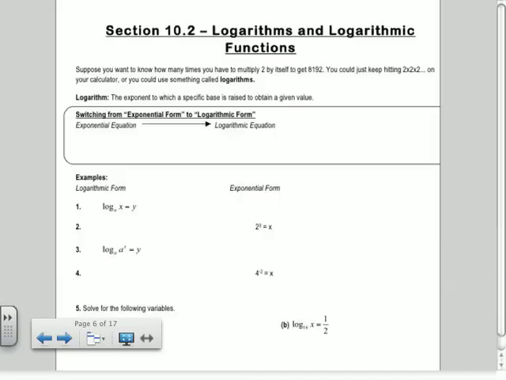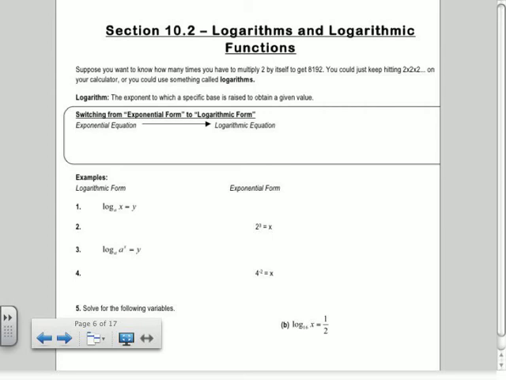Okay, so 10.2 is on logarithms and logarithmic functions. It says, suppose you want to know how many times you have to multiply 2 by itself to get 8,192. You could do that on your calculator. You could just keep doing 2 times 2 times 2 until you get the answer. Or you can actually use something called logarithms.